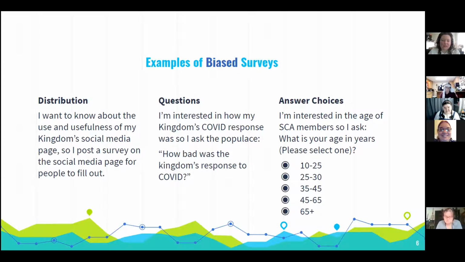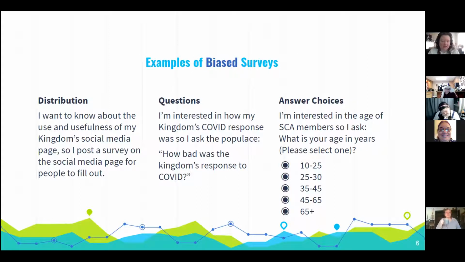The second question is a bias in the question itself. The example is you're interested in how your kingdom's COVID response was. So you ask the populace, how bad was the kingdom's response to COVID? And of course, this one would bias your answers. You're asking how bad was this thing?